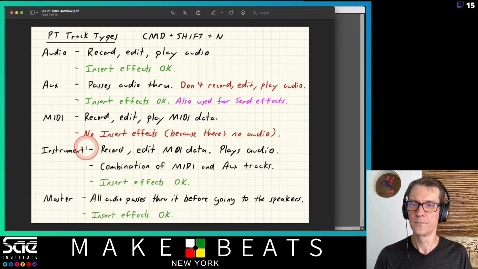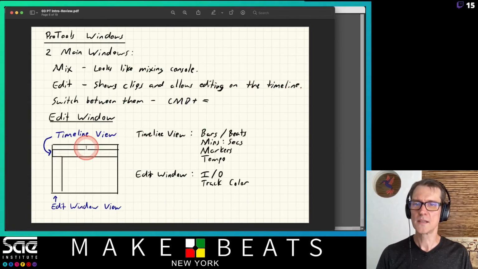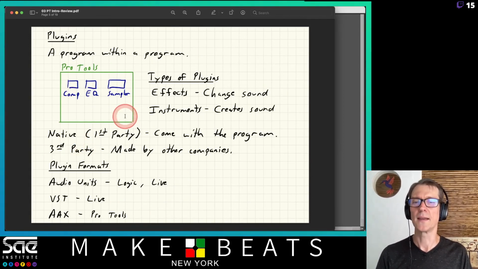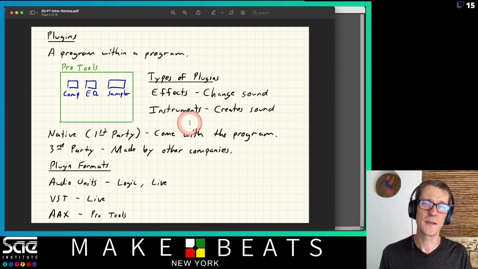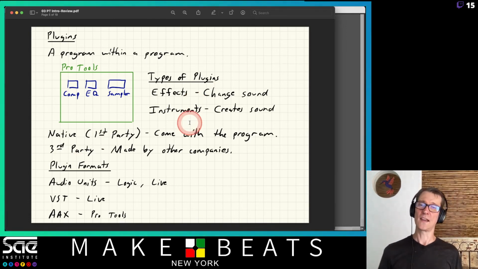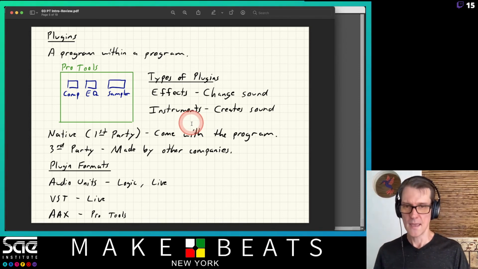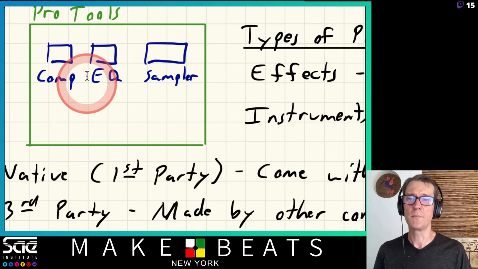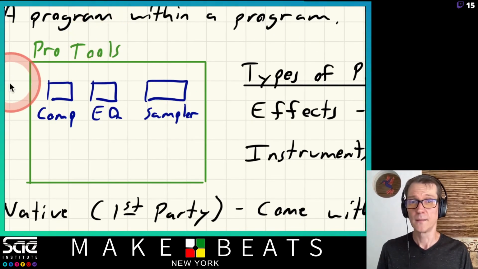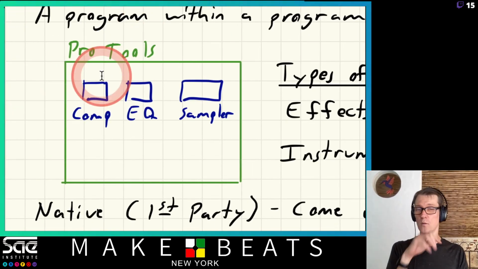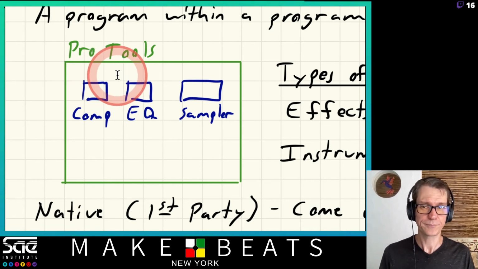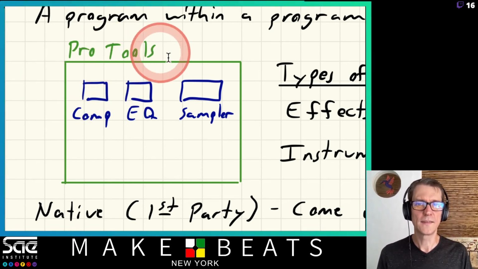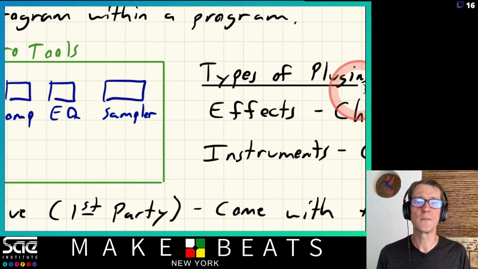All right. So let's go back here to the plugins and just talk about these plugins, because this does connect up with our track types in a second. Basically, it's like this. A plugin is a program within a program. Now, you've probably talked about plugins at some point in Mod 1 with Logic. So a plugin is a program within a program, and there's different types of plugins.